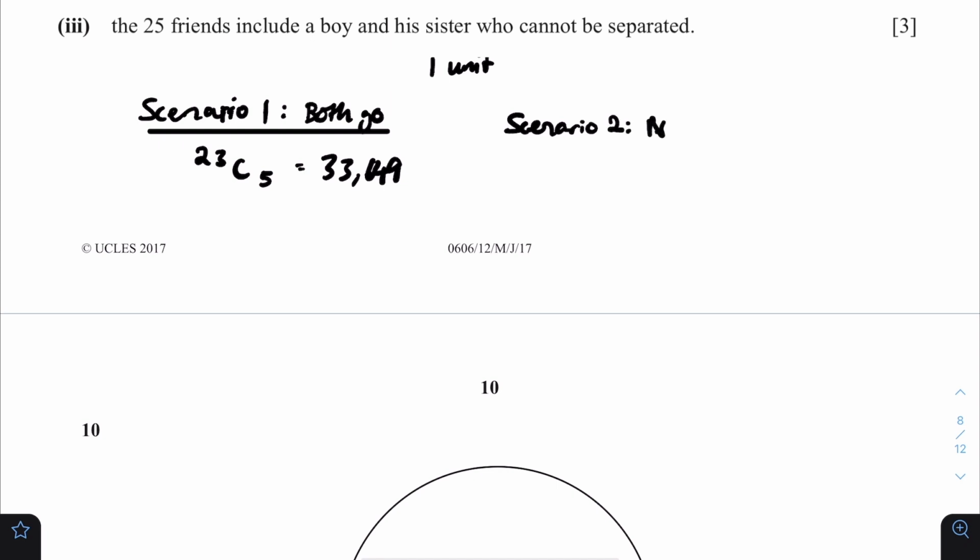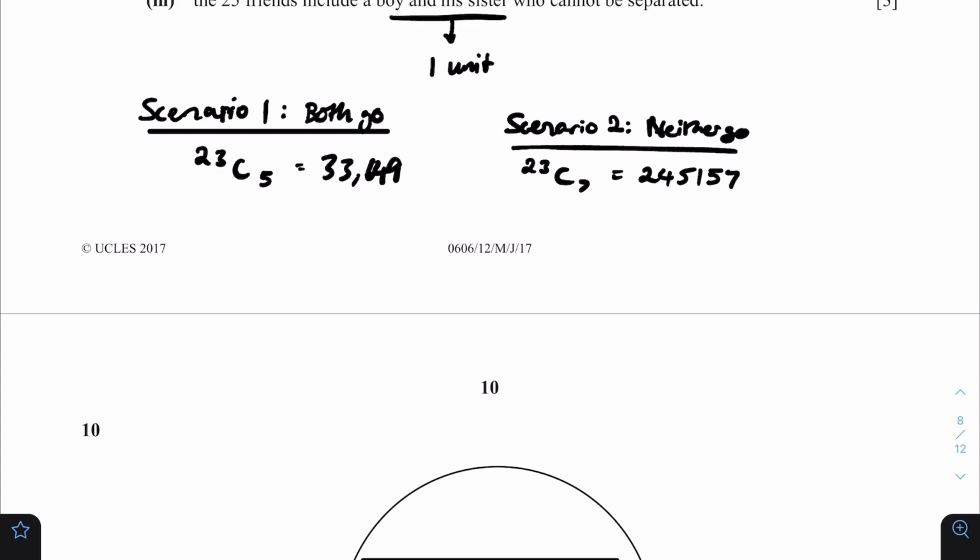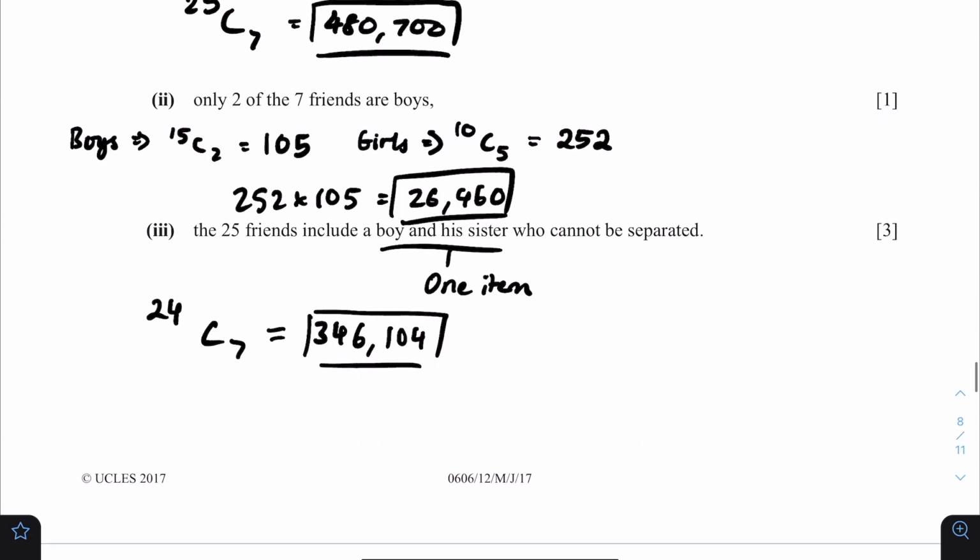Now, the second scenario is neither go. So by now, we have 7 spots open for 23 people to vie for. That's 23C7, and putting it into our calculator, we get 278,157. Now if we add that to the 33,649, we get 278,806. So that's the total number of combinations for that. Now let's move on to the next problem.